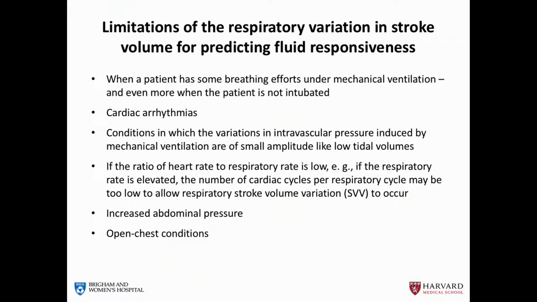volume variability. The other important consideration is increased intra-abdominal pressure, such as abdominal compartment syndrome. That can very significantly impact stroke volume variability and make those measurements very unreliable. And also in an open chest condition, that changes the intrathoracic hemodynamics significantly.